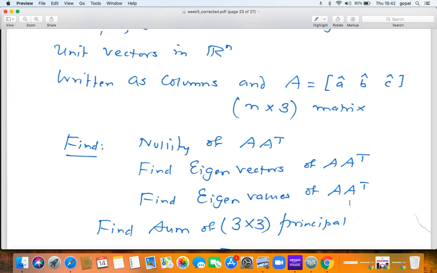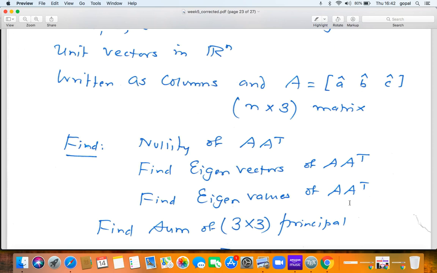But 0 is already an eigenvalue with multiplicity n minus 3. So that's all that there is to it. So 0 is an eigenvalue of multiplicity exactly n minus 3 and 1 must be an eigenvalue with multiplicity exactly 3. So you completely found the list of eigenvalues of AA transpose.